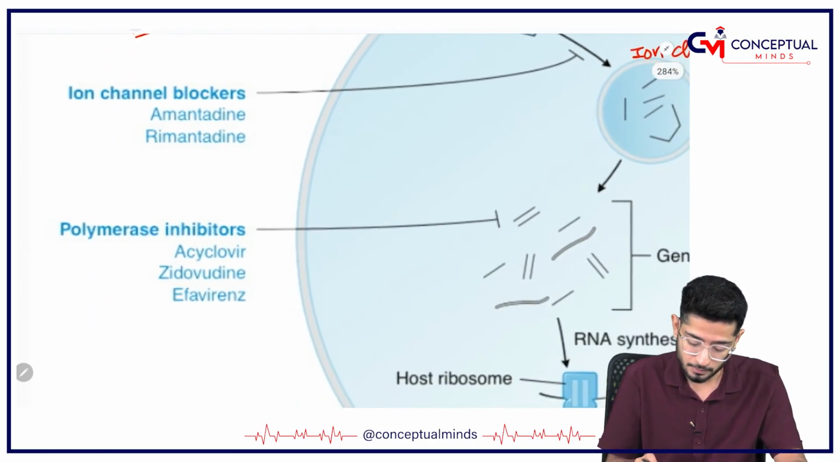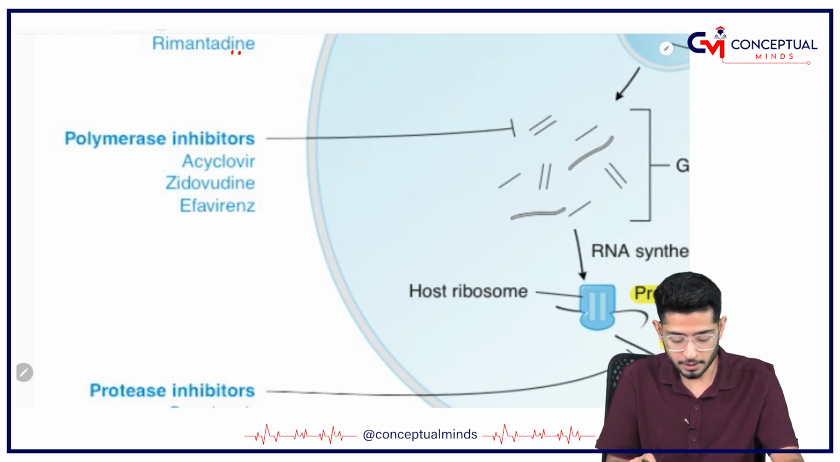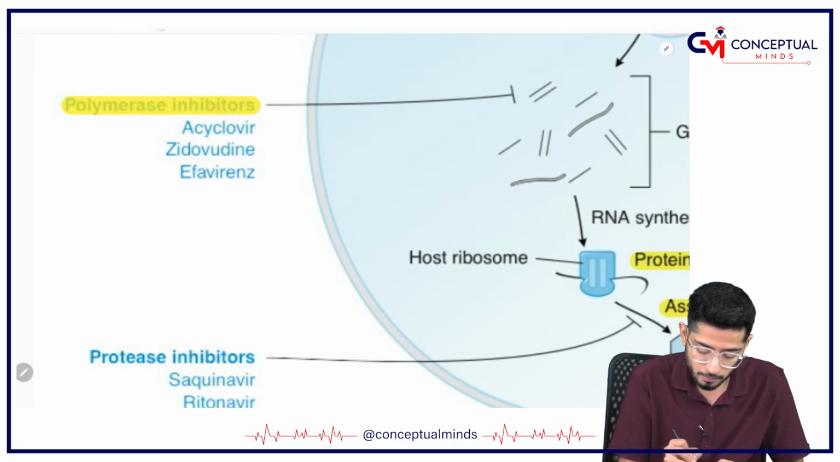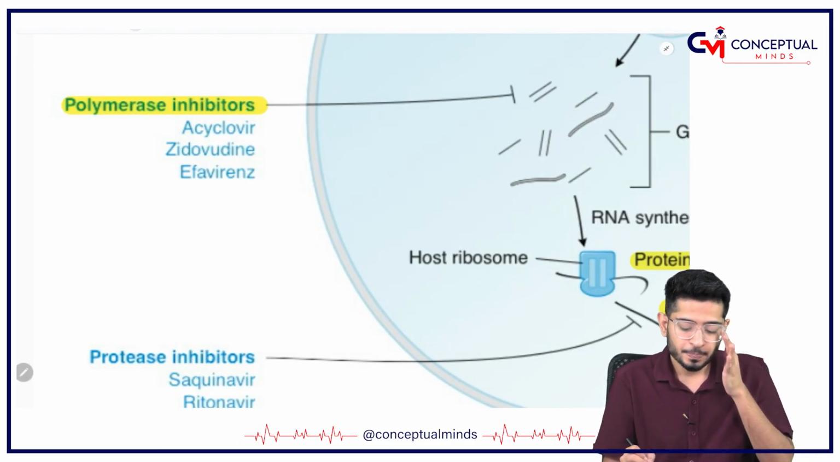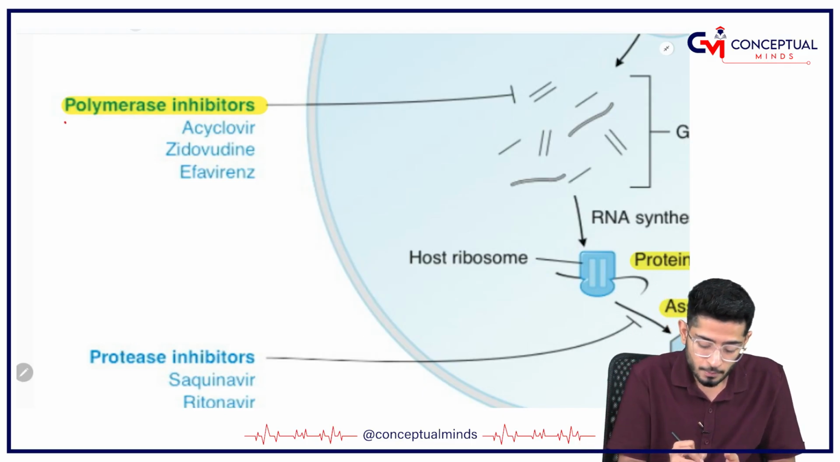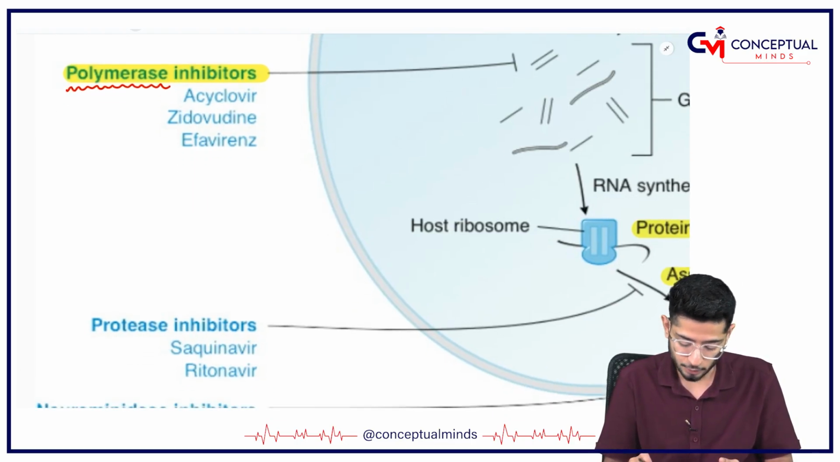Then ion channel blockers. So, ion, you have I and N. So, I and N, I and N. So, amantadine. Okay, you got it. After that, you have got polymerase inhibitors. Okay, so you have got what? Polymerase inhibitors. So, acyclovir, efavirenz, these are polymerase enzyme inhibitors. Okay, efavirenz and acyclovir.